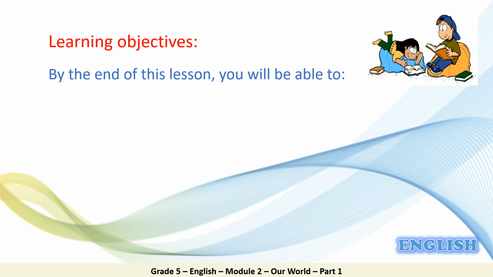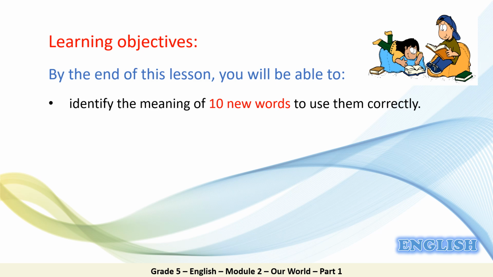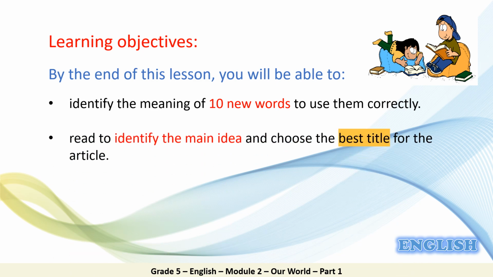By the end of this lesson, you will be able to: 1. Identify the meaning of 10 new words to use them correctly. 2. Read to identify the main idea and choose the best title for the article. And number 3. Read the article to answer detailed questions.